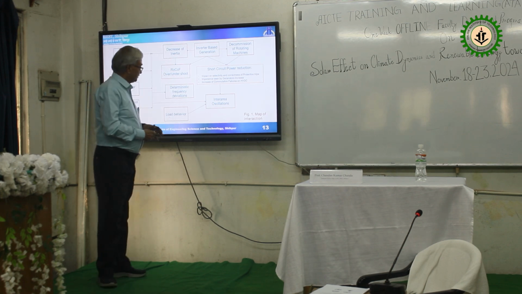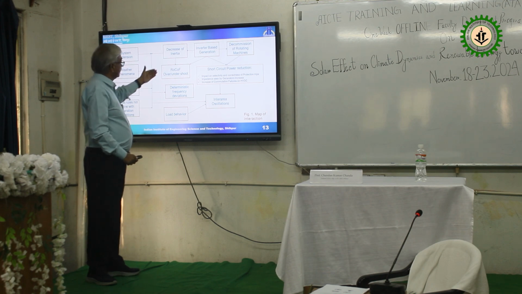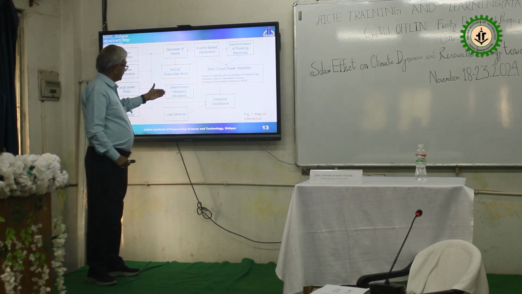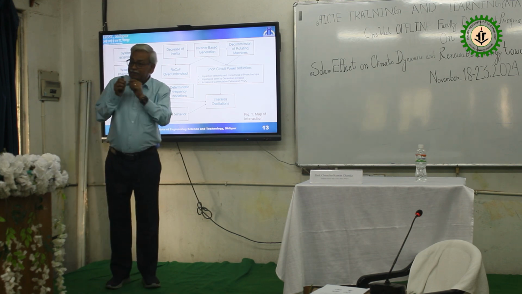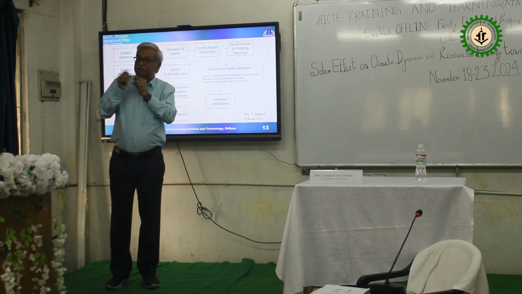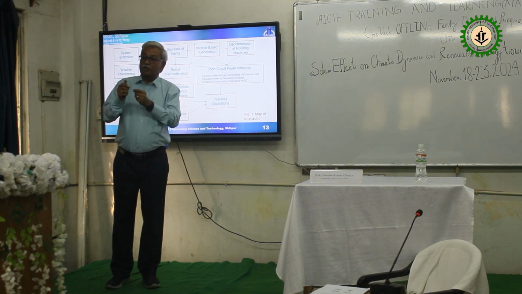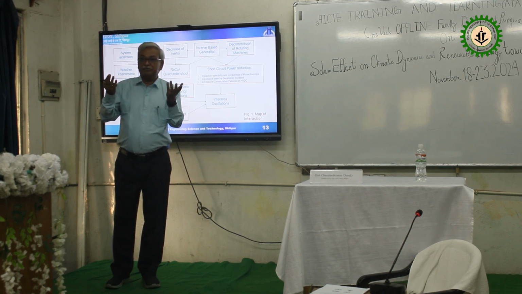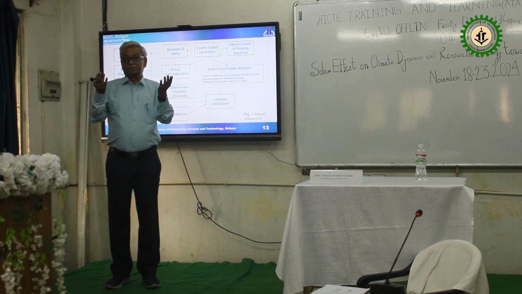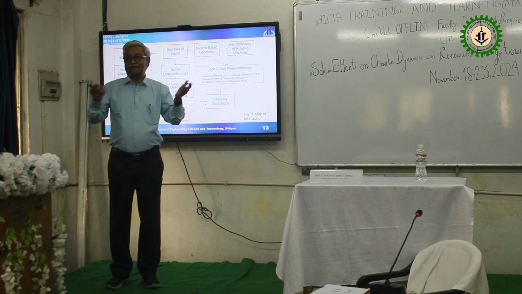Another issue is the deterministic frequency deviation. Deterministic, so we are able to calculate the deviation of frequency if there is a sudden load throw-off or a sudden load coming into the system. So we can calculate the deviation, but that deviation does not give the clear picture. In every aspect, I can give an example.